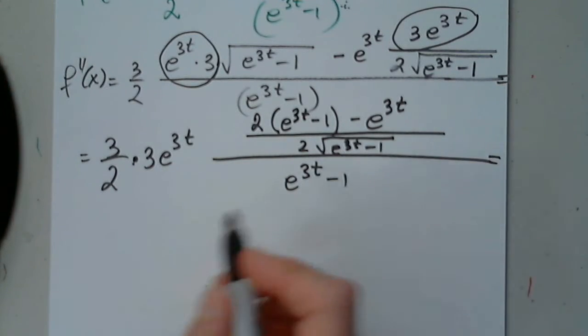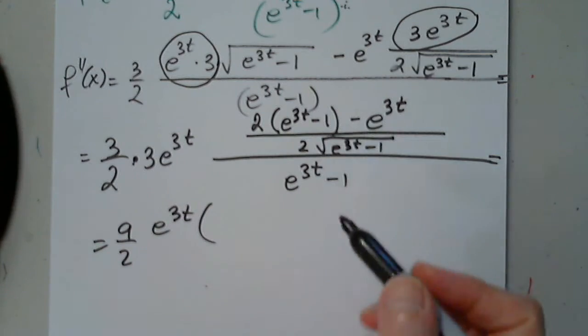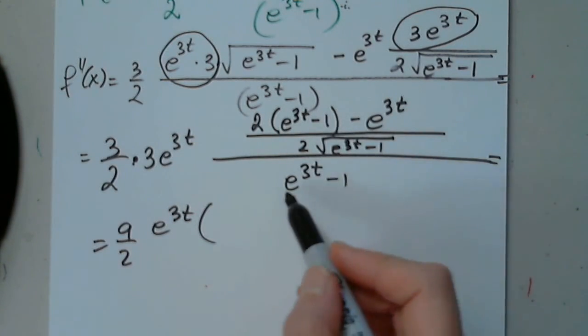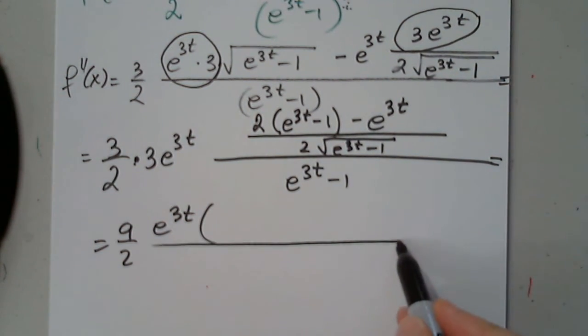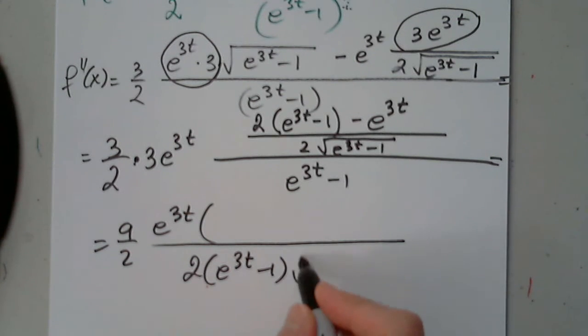Okay, so finally, 9/2 e to 3t, and let's see what we have here. And then I flip the denominator. So I have 2 e to 3t minus 1 and the square root.